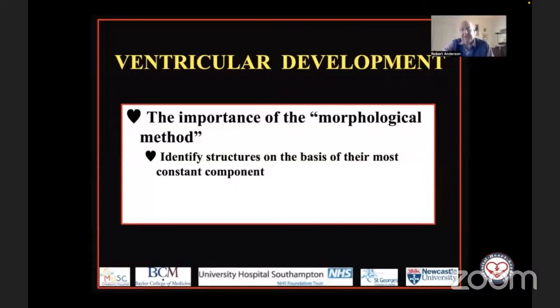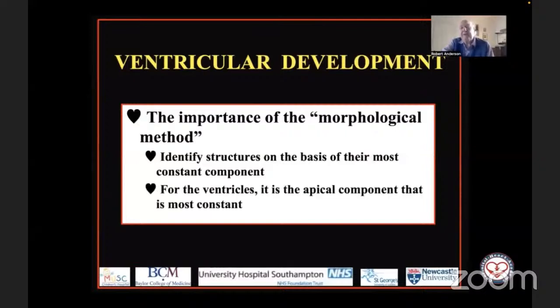And I'll finish up on that theme. Now, which of these is most important to you when you come to analyze the ventricles? Without question, it is the apical component that is most constant. So, following the morphological method, on the basis that we don't identify structures using other features that are themselves variable, it is the nature of those apical trabeculations that we use to distinguish between what is morphologically right and what is morphologically left. And as you will see, those components, in the developing ventricles, are discrete from the outlet.